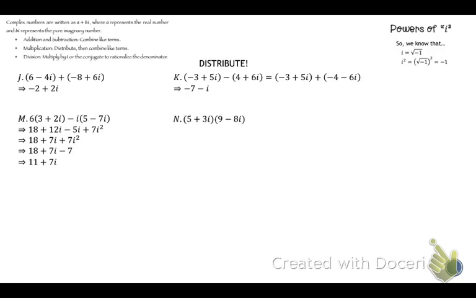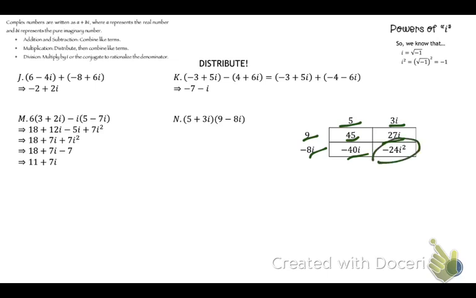This one, we're multiplying. I'm going to use the box here. So we have 5 plus 3i, 9 minus 8i. 5 times 9 is 45. 3i times 9 is 27i. 5 times negative 8i is negative 40i. And 3i times negative 8i is negative 24i squared. Okay, and I know that if you plug in negative 1 for i squared, that'd be negative 24 times negative 1, which is positive 24. So then 45 plus 24 is 69, and then 27i minus 40i is negative 13i.